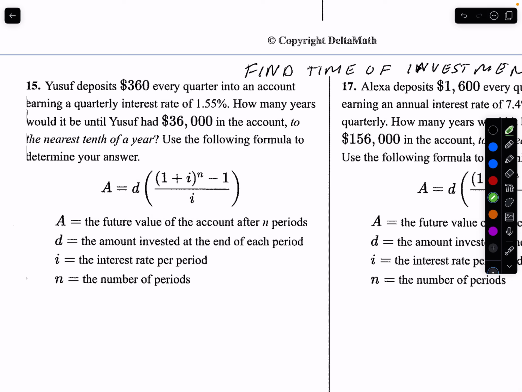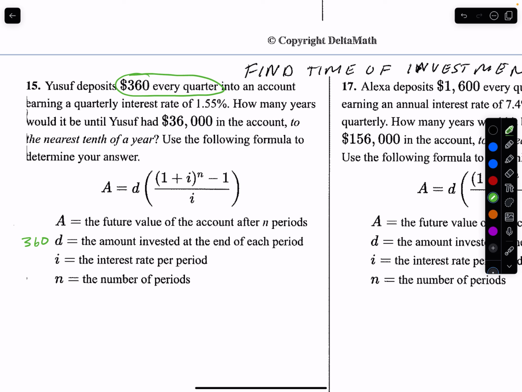Okay, so this is going to help us out with how long the future value is going to increase. So if we're depositing 360 and then we have a quarterly interest rate, let's break this down really slowly. First of all, let's start with the easy stuff. We know that we're depositing 360 every quarter. So this is on a quarterly amount. So we know that we got 360 right here.